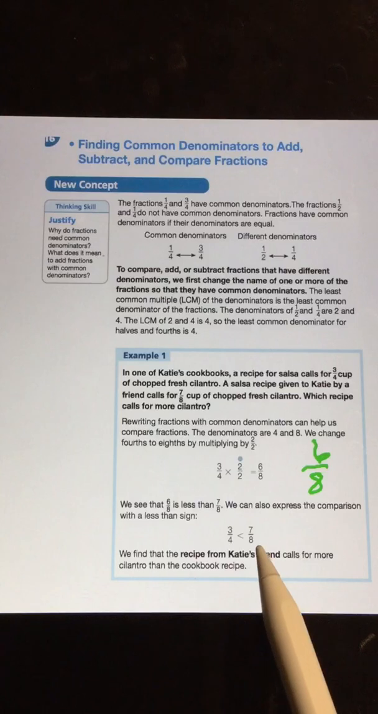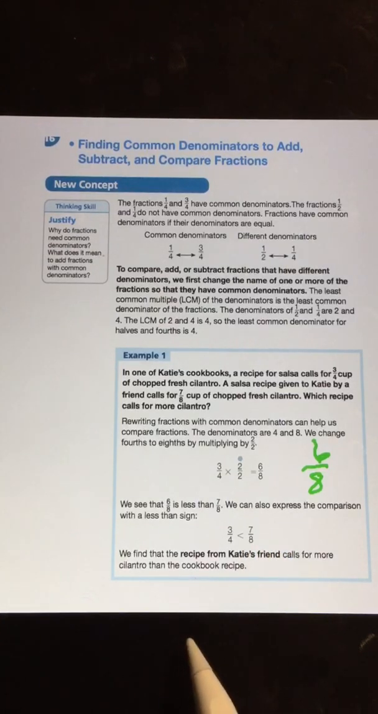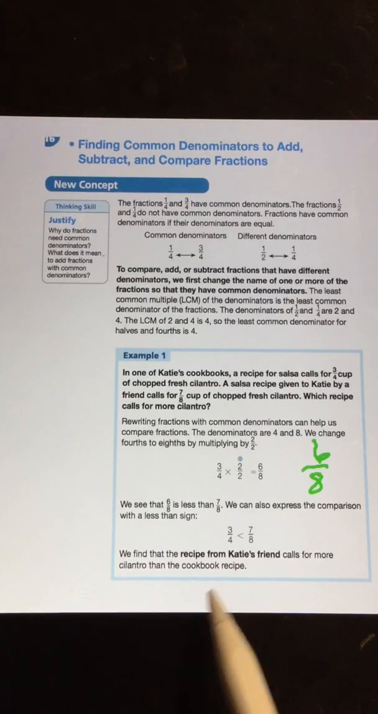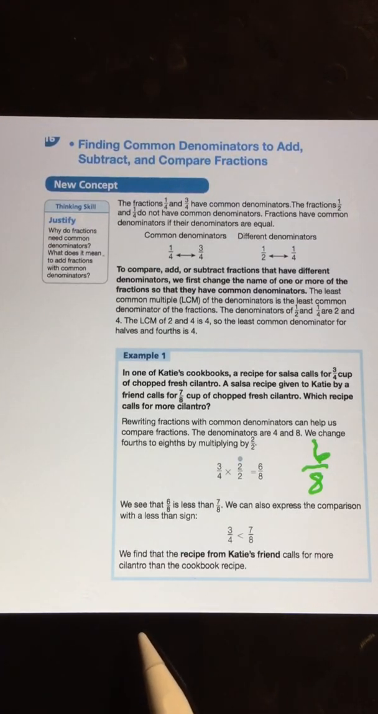Well, which one is larger? 7/8 is larger than 6/8, correct? So we find that the recipe from Katie's friend calls for more cilantro than the cookbook, all right?